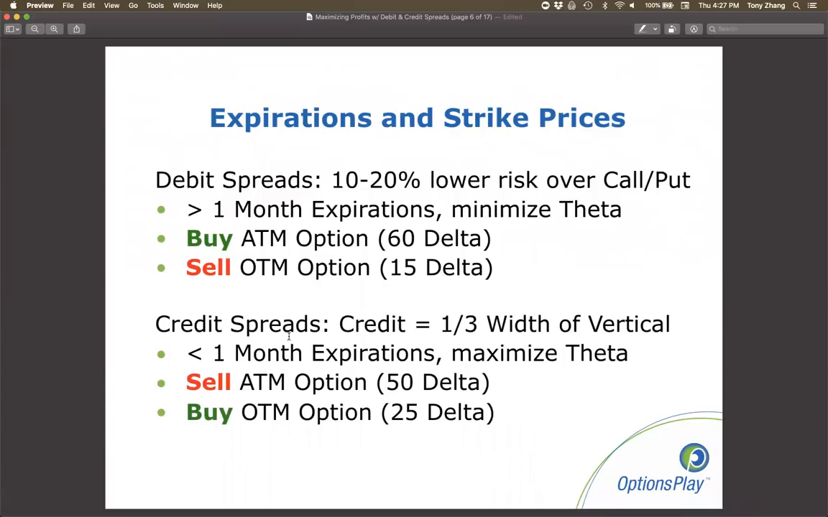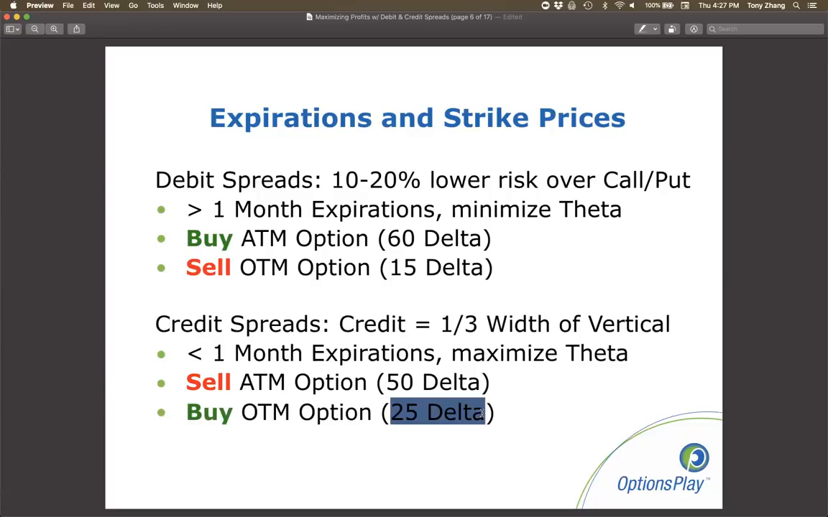And what we generally find is that, number one, you want to sell credit spreads that are less than 1 month, because when you're selling options, you want to maximize theta. You want to maximize that time decay. And one of the best ways to do that is to sell shorter dated options. And in terms of strike prices, you always want to sell roughly an at the money call or put, so a 50 delta call or put. And then you want to buy back an out of the money call or put against that to reduce your risk. So you want to buy back roughly a 25 delta call or put against the 50 delta call or put that you sell.